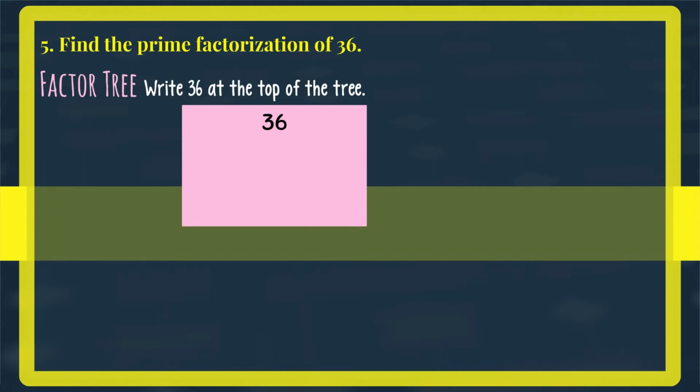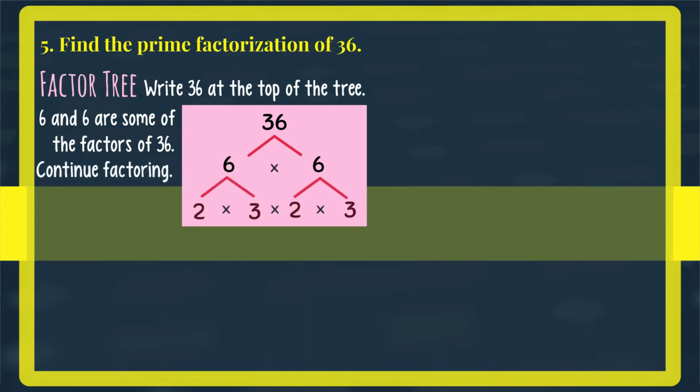What 2 numbers can we multiply to get 36? 6 times 6 is 36. So these are factors of 36. Can you still remember the steps we discussed earlier? What is the next step? We will continue factoring until all the numbers at the bottom are prime. As you can see, these are all prime numbers. So this is the prime factorization of 36 using the factor tree.